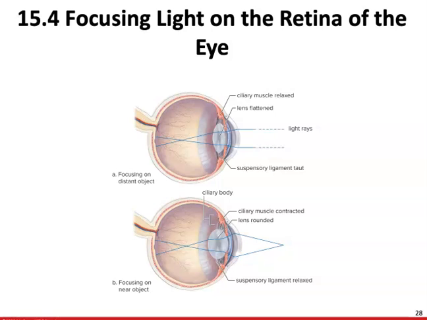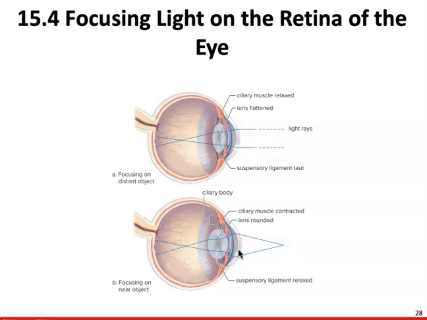To view a distant object, the ciliary muscle is going to relax, and this lens is going to flatten. If we want to view up close, we're going to actually contract this muscle, and it's going to round out the shape of that lens. So to view a nearer object, the ciliary muscle is going to contract, the lens becomes round and thick.